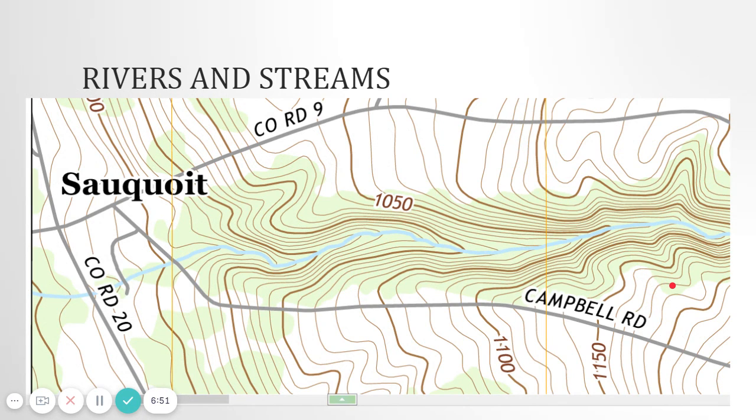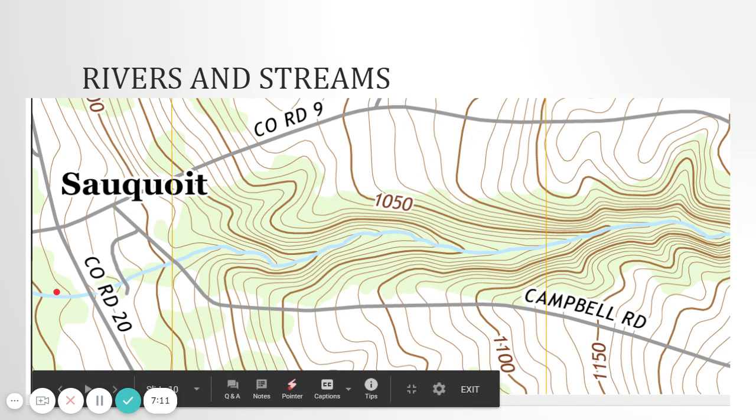So let's look at one more example. So this is from a real topographic map, and here is a stream. And notice that these contour lines are bending upstream. They're bending towards the east, which means they're flowing downstream, which is this way. So this particular stream is running west.